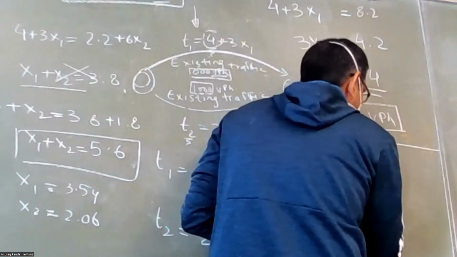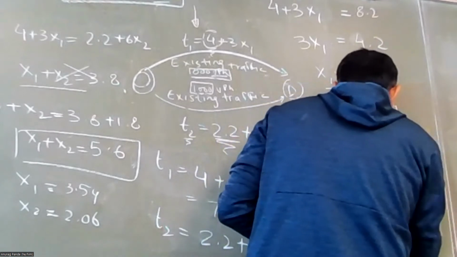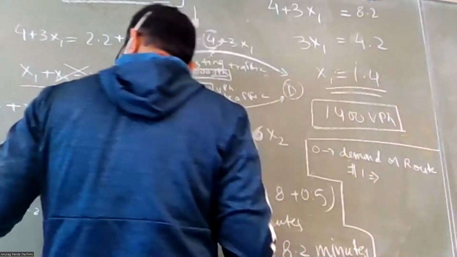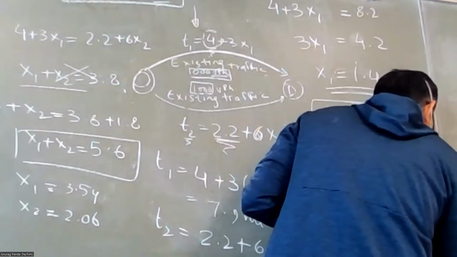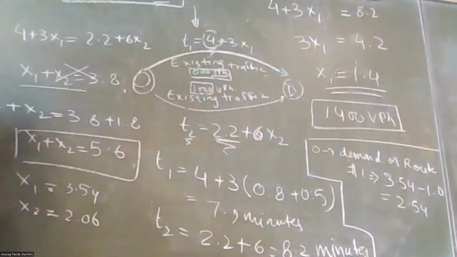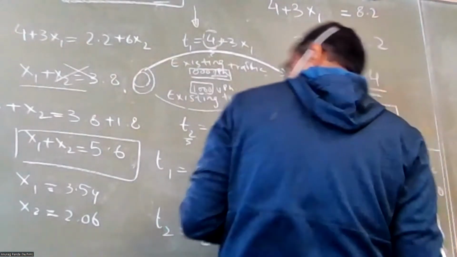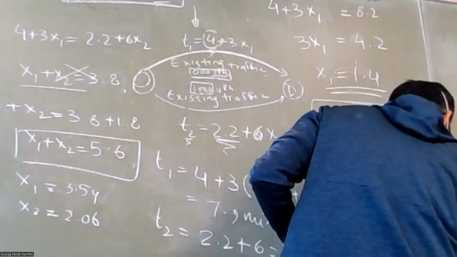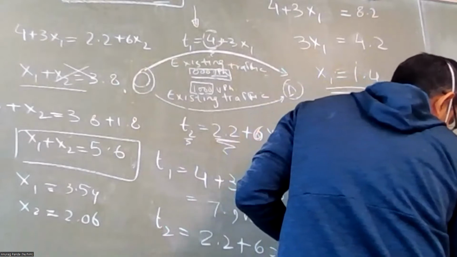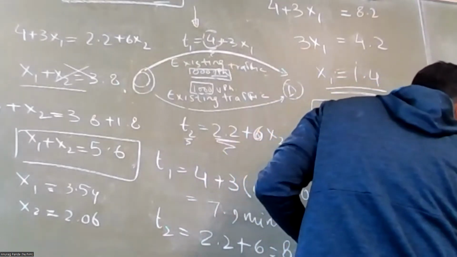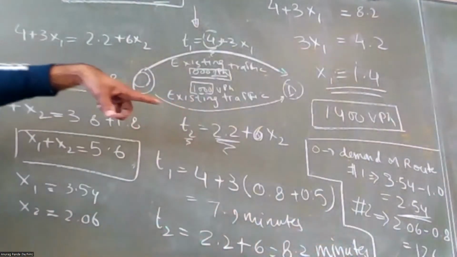OD demand on route number 1 will be 3.54 minus 1.0, 2.54. And then on route 2, it will be 2.06 minus 0.8. That will be 1.26. And those things should add up to 3.8.